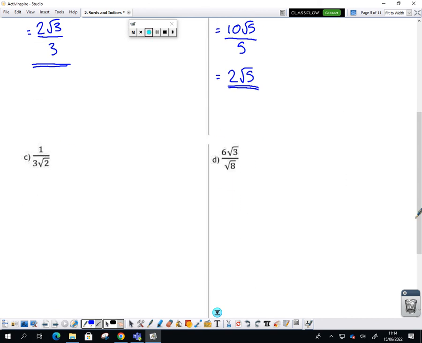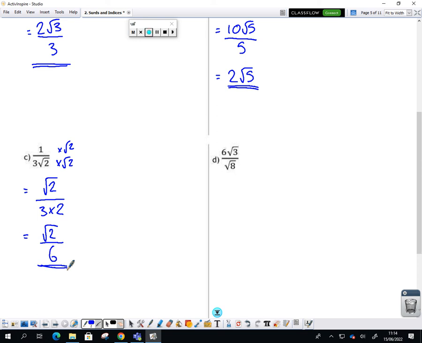Question C, as you can see there, we've got 3 root 2 on the bottom of this fraction. I'm just going to multiply by the surd rather than the 3 root 2, so just multiply top and bottom by root 2, and that will eliminate the surd. 1 times root 2 is root 2 on the top, 3 root 2 times root 2 is 3 times 2, so I'll write that in, and we'll be able to collect those together, root 2 over 6, as our final answer.